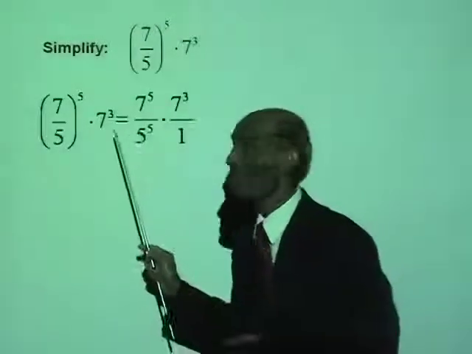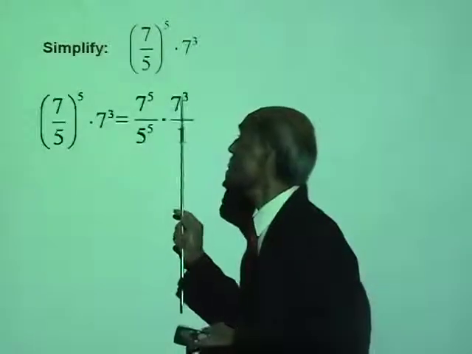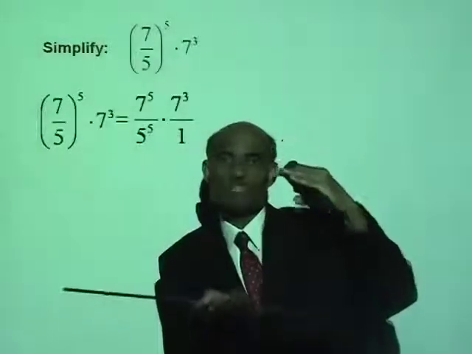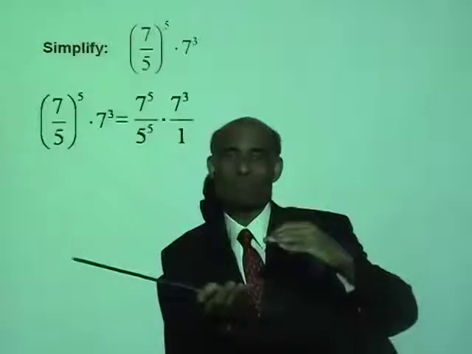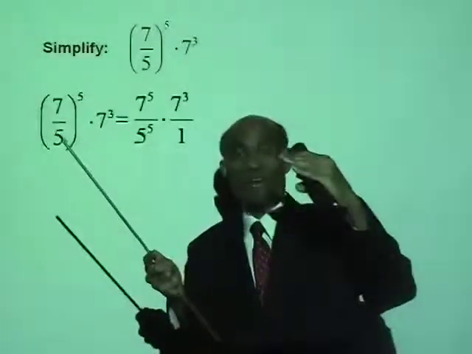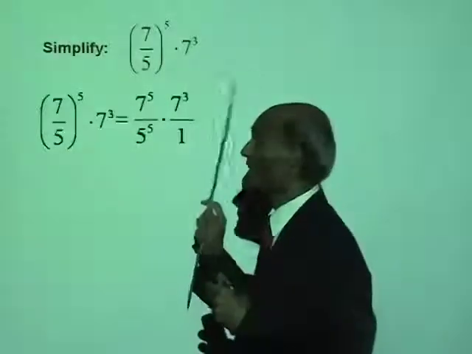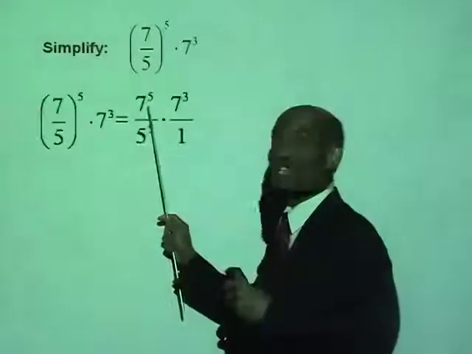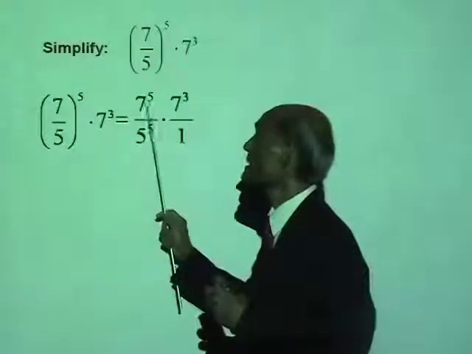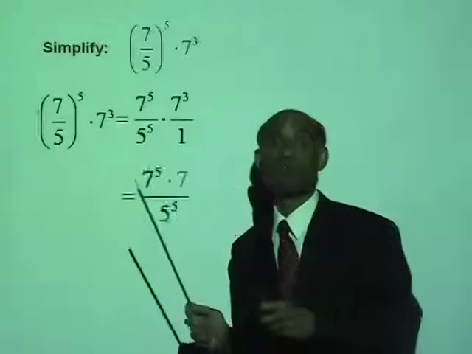And watch how I write 7 to the power of 3. I write it as 7 to the power of 3 divided by 1. I wrote it with the numerator-denominator form. Does it make any difference? No. Any number can be written as that number divided by 1. Now, what is the advantage here? Now, 7 to the power of 5 and 7 to the power of 3 are on the numerator. And the denominator is 5 to the power of 5.